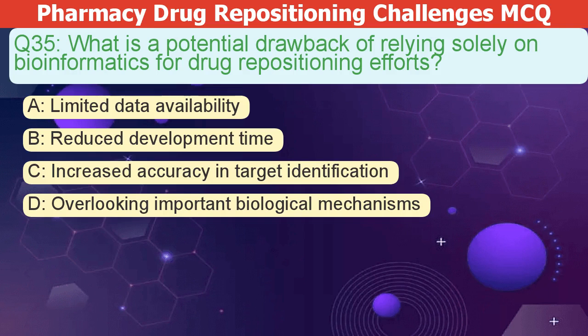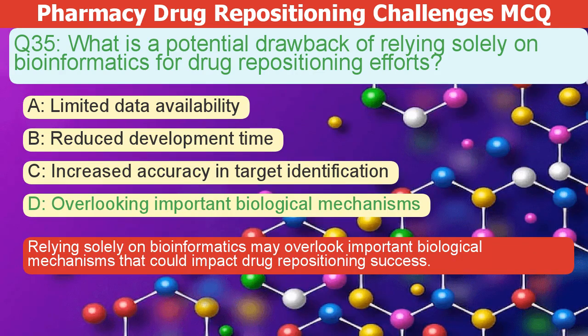What is a potential drawback of relying solely on bioinformatics for drug repositioning efforts? A. Limited data availability. B. Reduced development time. C. Increased accuracy in target identification. D. Overlooking important biological mechanisms. The correct answer is D. Relying solely on bioinformatics may overlook important biological mechanisms that could impact drug repositioning success.